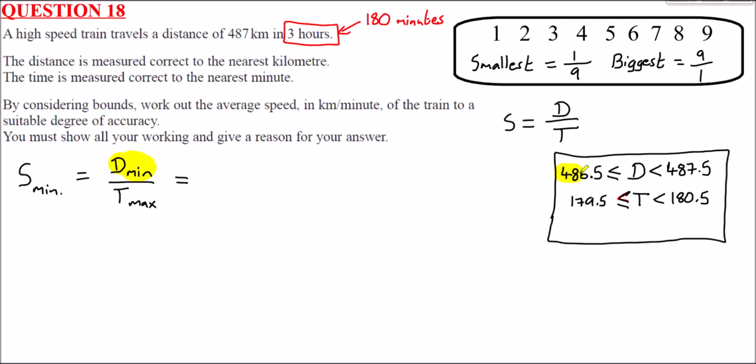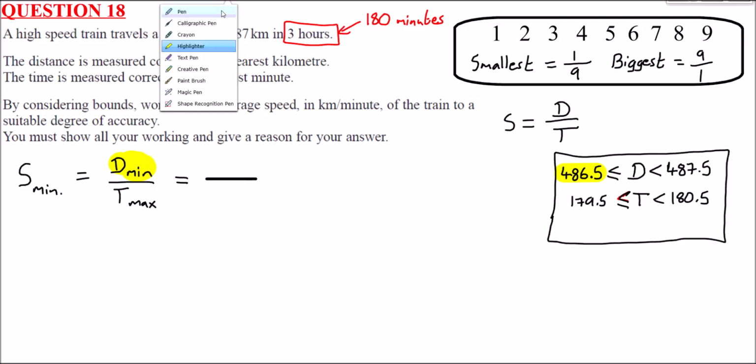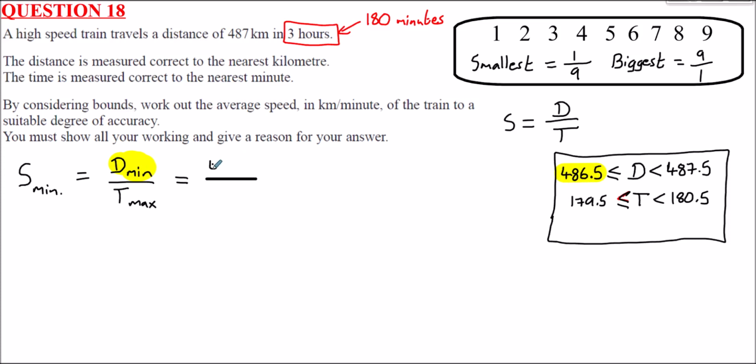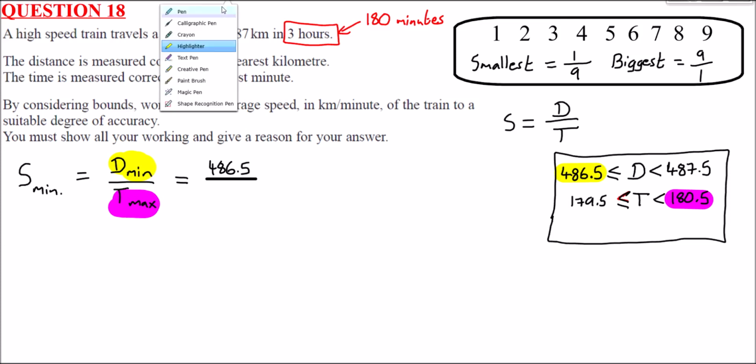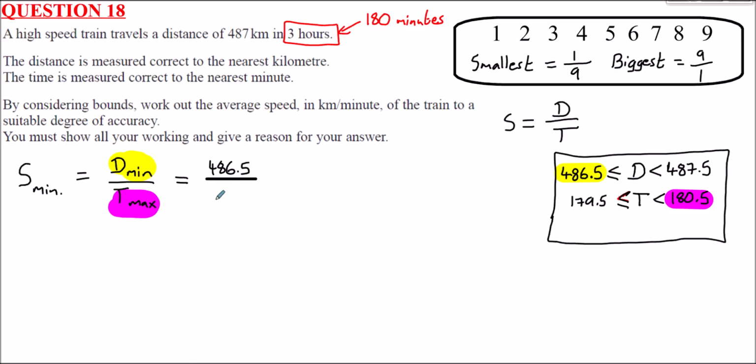So the minimum distance is 486.5 for our numerator. And the maximum time is actually going to be 180.5. Now, this can confuse people because people often think, well, if it were 180.5, wouldn't that have rounded to 181? Well, technically speaking, yes, but I want you to think of it like this.